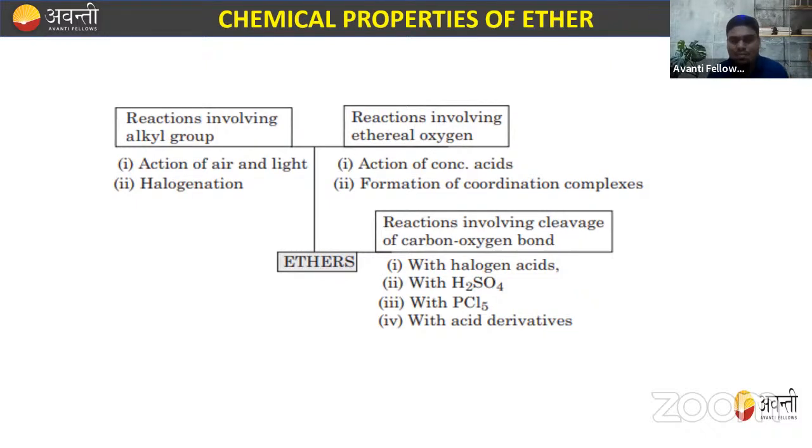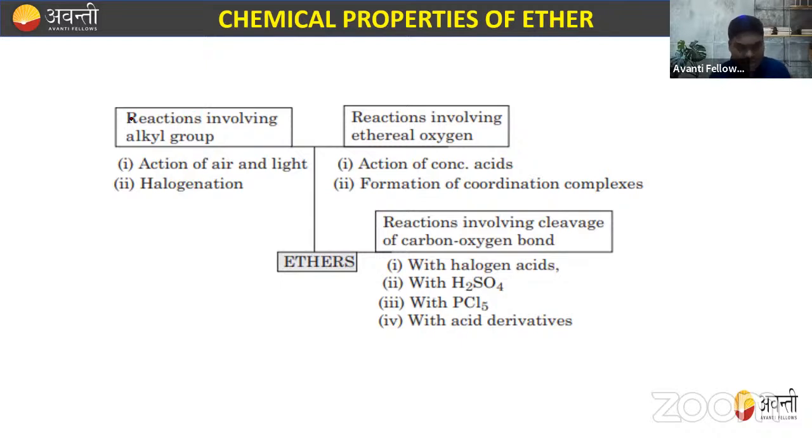Now let's move to some chemical properties of ether as well, right? So what are the chemical properties of ether basically? We already covered the methods of preparation of ether, the structure of ether, and the physical properties of ether. Now we are going to cover the chemical properties of ether. What type of chemical properties does ether generally show? Basically, the reactions involving the alkyl group, and the reactions involving the ethereal oxygen. So basically we classify the whole chemical properties of ether into two basic types, right?